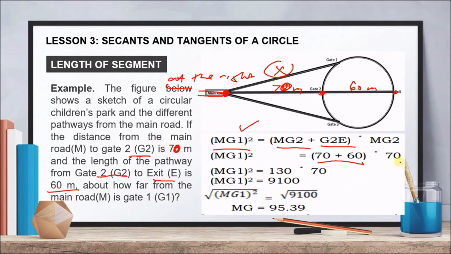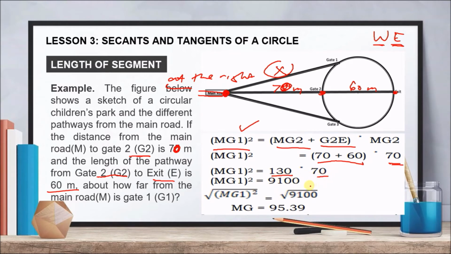So 70 plus 60, and then from main road up to gate number 2 given as 70 also, which is from our acronym the external part, yung E natin, whole part ito of our second, external segment naman ito ng ating second. So bring down that 70. This is unknown. Again, from main road to the gate 1, still MG1 ang ating representation dito. 70 plus 60 is 130. Bring down the 70. Ito yon.